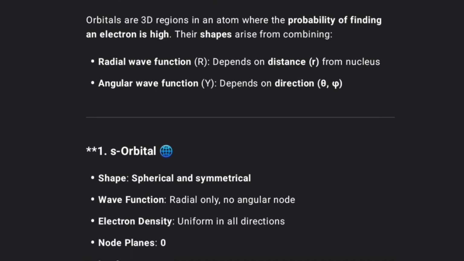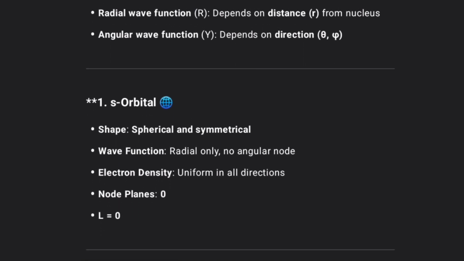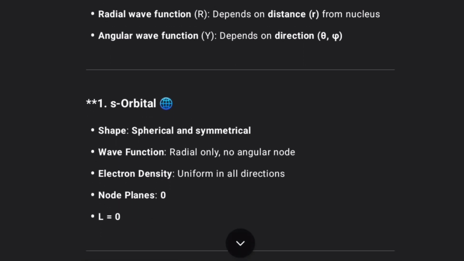1. S orbital. Shape: spherical and symmetrical. Wave function: radial only, no angular node. Electron density: uniform in all directions. Node planes: 0, l equals 0.